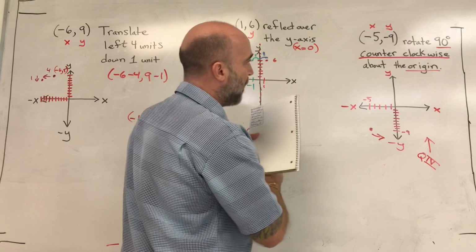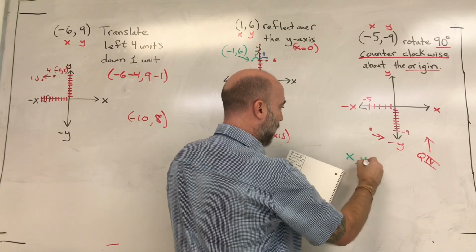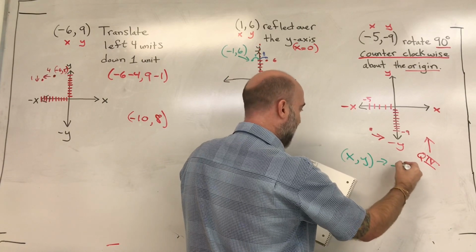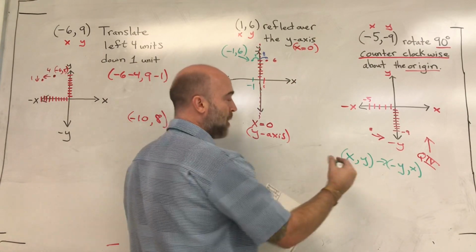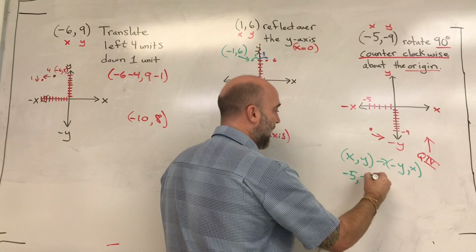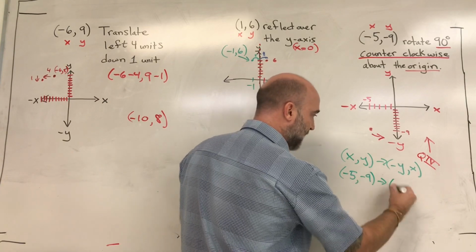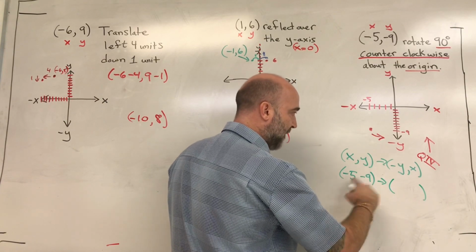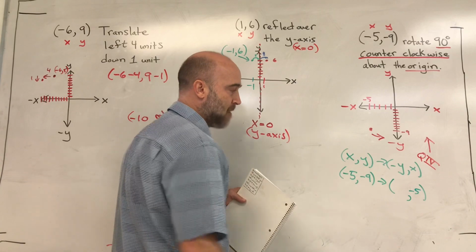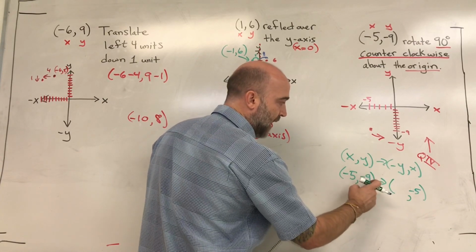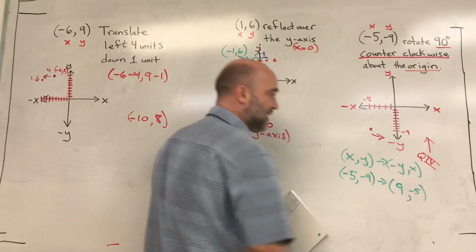I always like writing it out. So for this one, x comma y turns into -y comma x. That's the relationship I'm trying to show here. So this one's -5 comma -9. I flip the spots. The x, -5, is now in the y spot. And then the -9, the y, goes into the x spot, but it has a sign change. So that's what you should have got.